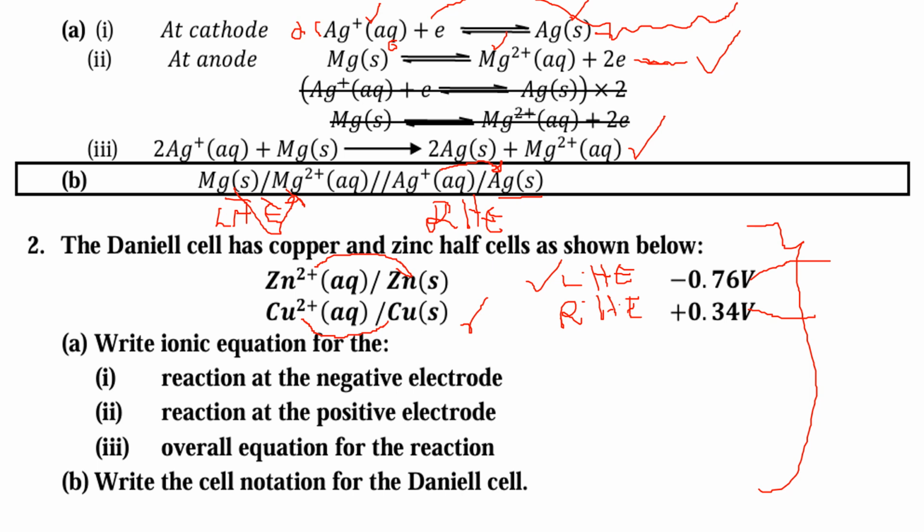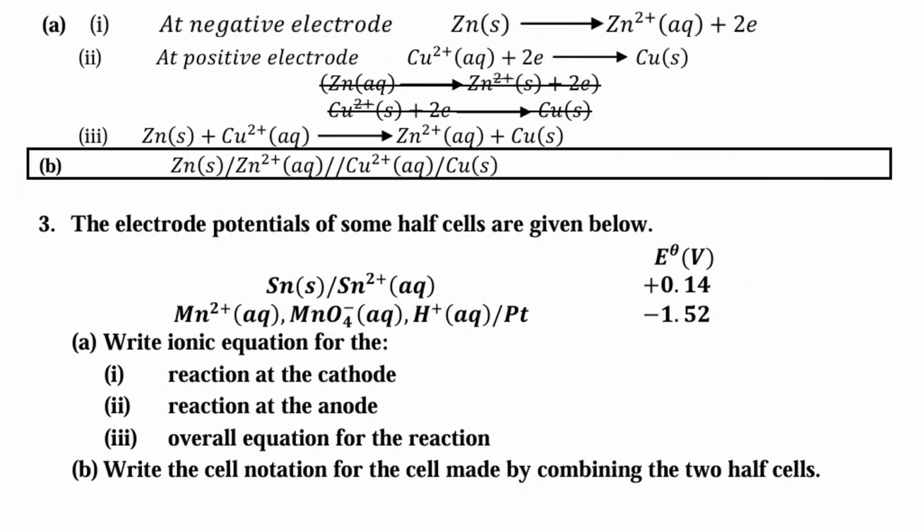So you're going to be writing the reaction at the negative electrode or the anode, and also the reaction at the positive electrode or the cathode. After that, you write the overall equation for the reaction, which we do by eliminating electrons. Then later, we write the cell notation for the Daniell cell. Now, since this one does not vary from the example that you have just elaborated, I'll just display the solutions, and then you refer to the example that we did earlier on.